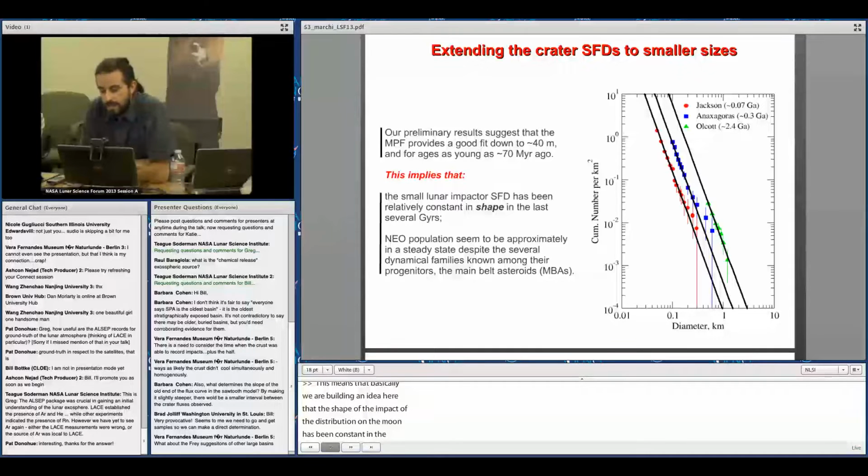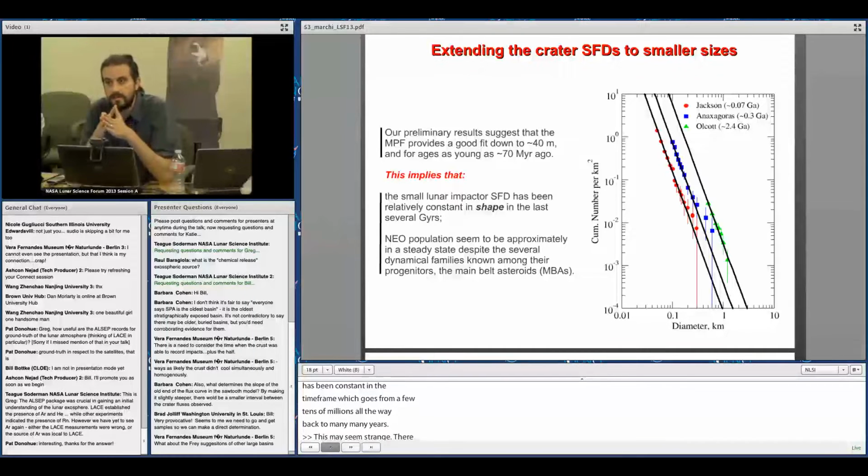Now, that may seem a little bit strange if you think about it. We know that near-Earth objects are objects that have leaked out of the main belt, so the main belt is the ultimate source for those objects. On the other hand, we know that in the main belt there are a number of so-called dynamical families, which are basically breakups of large objects. Anytime you have a breakup in the main belt, you may expect some sort of variation in the impact flux over the moon.